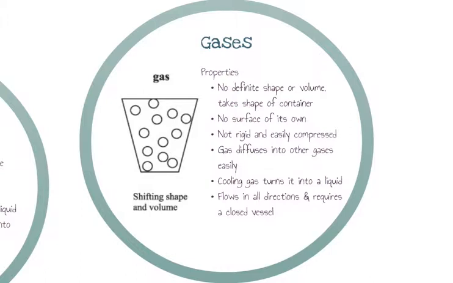Cooling gas turns it into a liquid, and we see this as water evaporates from the oceans and hot air rises, and eventually it cools and we get precipitation, such as rain, snow, sleet, hail, etc. Gas flows in all directions and requires a closed vessel in order to keep it contained. Again, here's another good diagram showing two characteristics of gas: they have shifting shape, meaning no shape, and no definite volume.